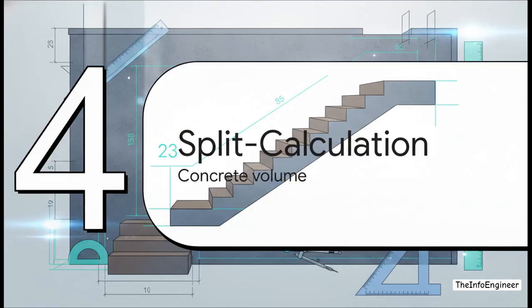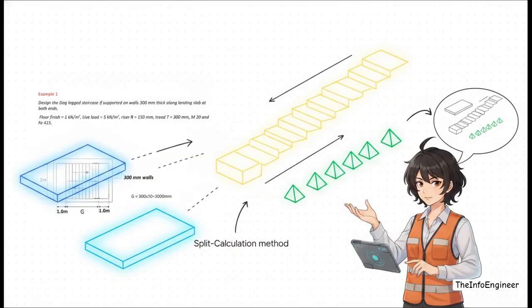Section 4. The split calculation method, deconstructing the staircase for concrete volume. Let's move on and see how this builds right into the hard math. We know our dimensions, sure, but how do we accurately calculate the concrete volume without getting completely lost in that complex zigzag geometry? Think about a standard plan view of a dog-legged staircase supported on 300mm walls. To a layperson, that looks like a single continuous pour, but to an estimator, trying to calculate that as one giant shape is a total nightmare.